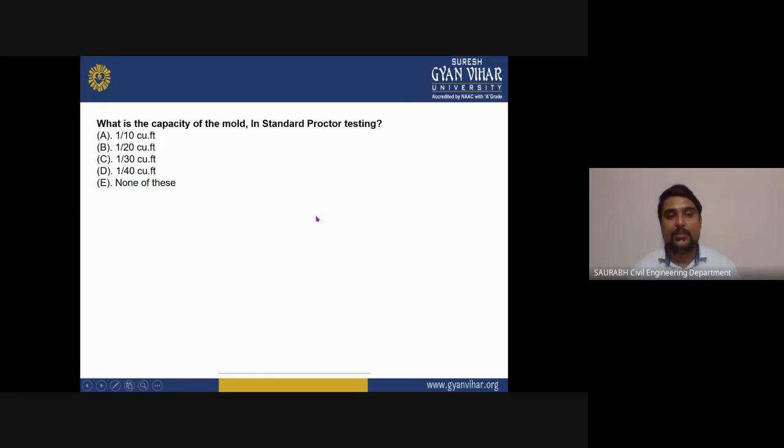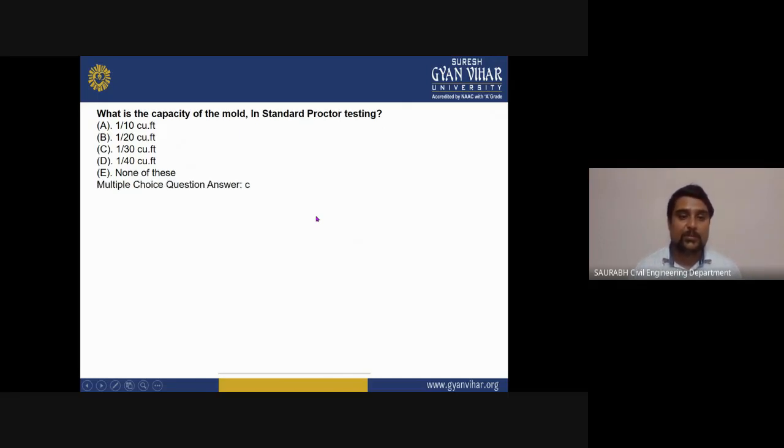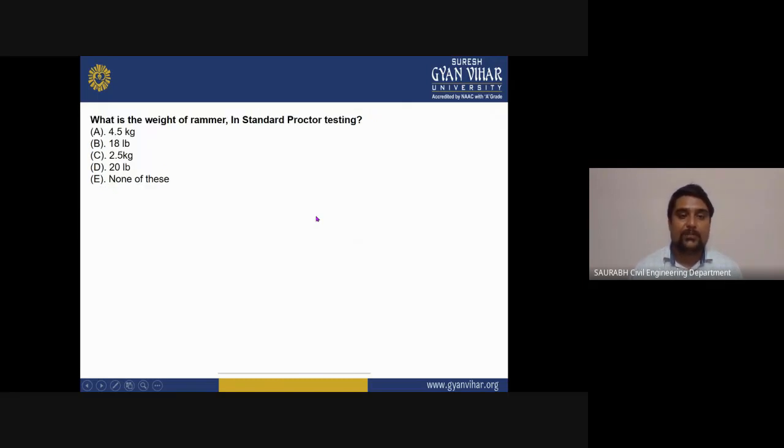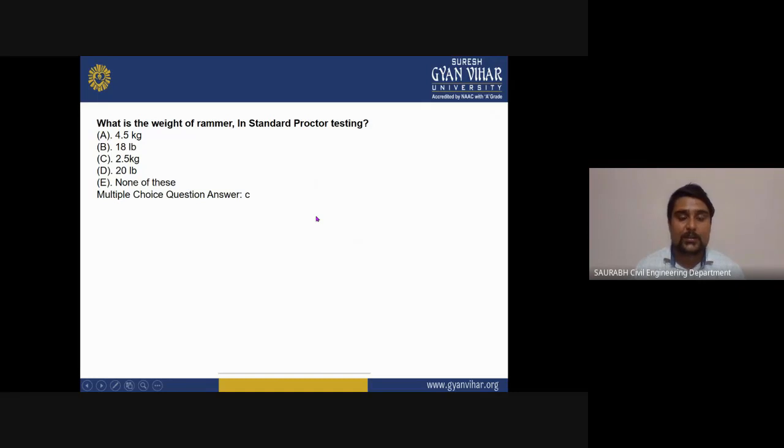What is the capacity of the mold in the standard Proctor test? Options: 1 by 10 cubic feet, 1 by 20 cubic feet, 1 by 30 cubic feet, 1 by 40 cubic feet, none of these. Here the right answer will be C, which is 1/30 cubic feet. What is the weight of the rammer in the standard Proctor testing? 4.5 kg, 18 lb, 2.5 kg, 20 lb, and none of these. Here the right answer will be C, which is equal to 2.5 kg.